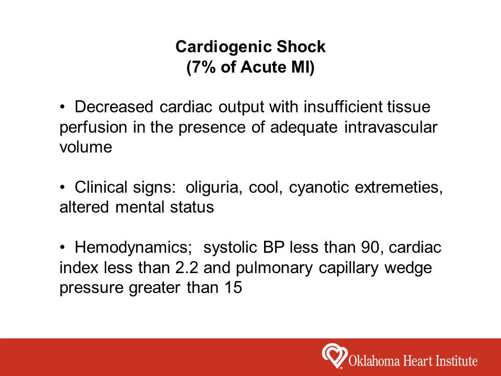Cardiogenic shock occurs in 7% of acute MI. Decreased cardiac output with insufficient tissue perfusion in the presence of adequate intravascular volume. Clinical signs: oliguria, cool, cyanotic extremities, altered mental status. Hemodynamics: systolic BP less than 90, cardiac index less than 2.2, and pulmonary capillary wedge pressure greater than 15.